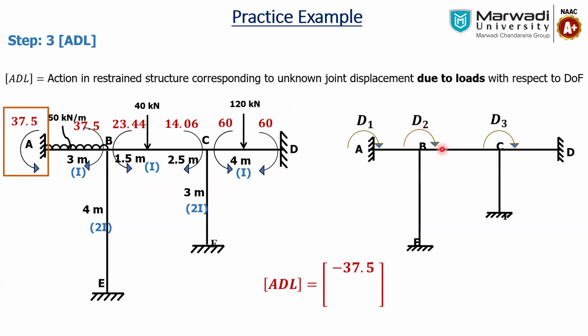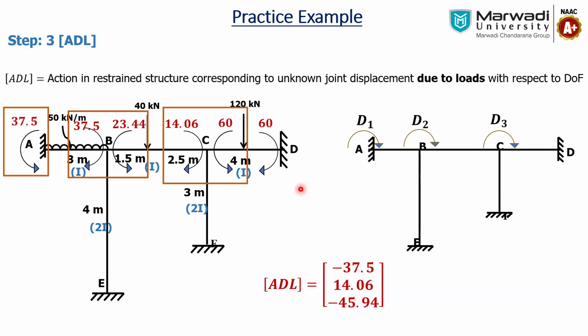Second, with respect to D2, the total moment at B: there is no fixed moment at BC because there is no loading. So what is the total summation of the moment? It is 37.5 minus 23.44, so it is 14.06. While with respect to D3, the moment at C will be 14.06 minus 60, and that is nothing but minus 45.94. So this is our ADL matrix.